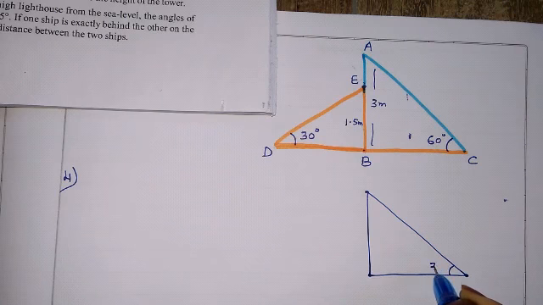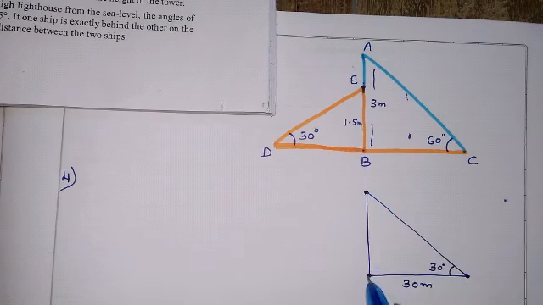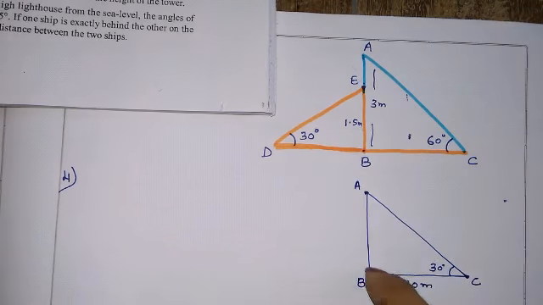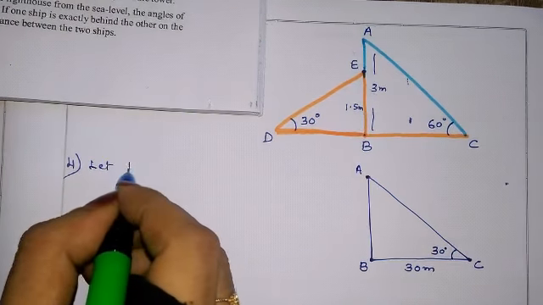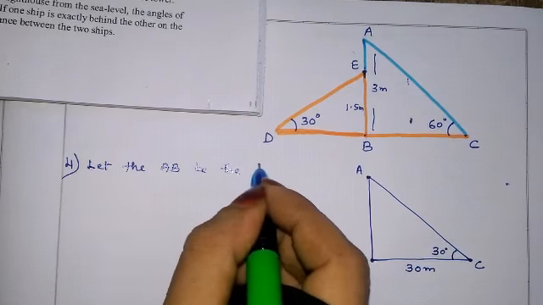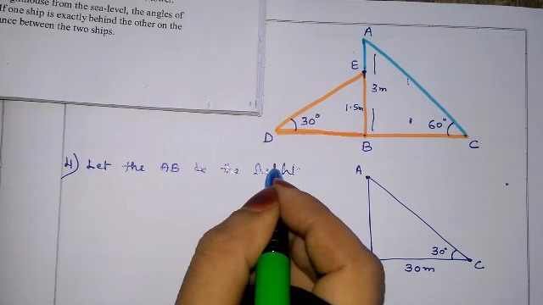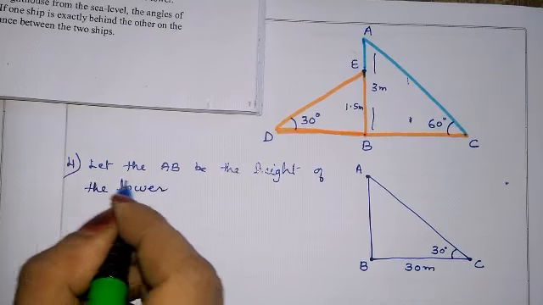And also which is 30 meter away from the foot of the tower. Find the height of the tower, they have told. Let me write A, B, C. So AB we need. Let AB be the height of the tower.